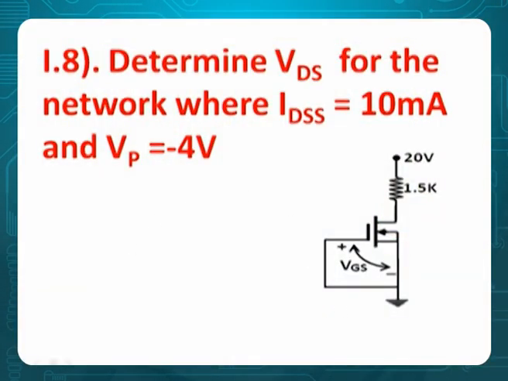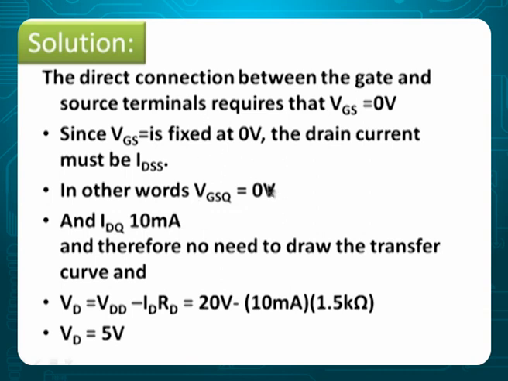Problem 8. Determine VDS for the network where IDSS is 10 milli and VP is minus 4. This is a very small variety again, directly shorted. Therefore, VGS is comfortably 0 here. There is no resistor here. And when you see this symbol, this is basically what you call an N MOSFET. VGS is directly 0.